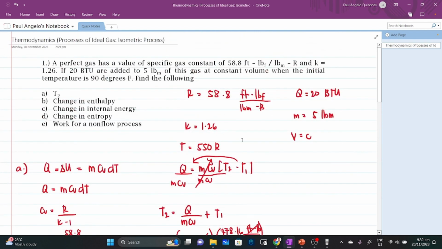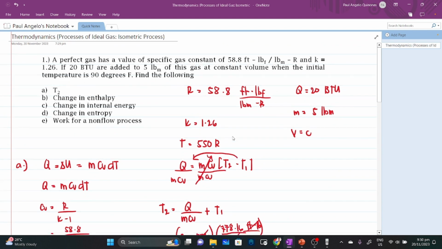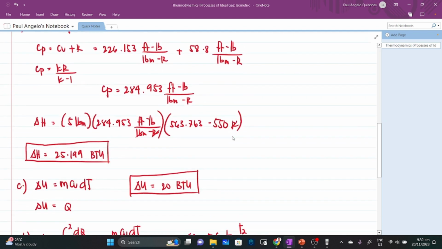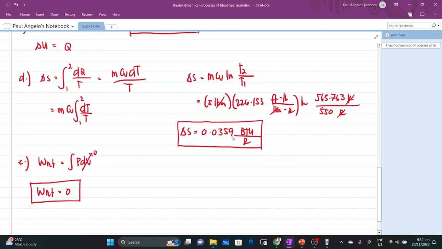Therefore, we have already solved the required parameters. So, let's proceed immediately with the next problem.